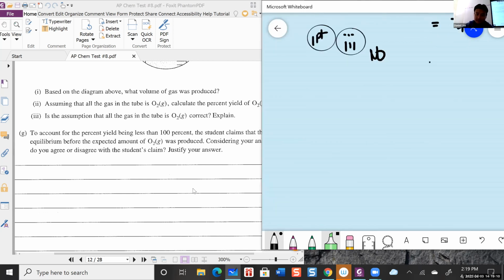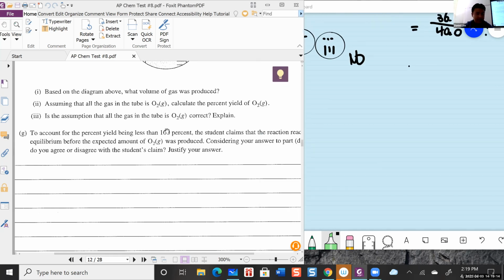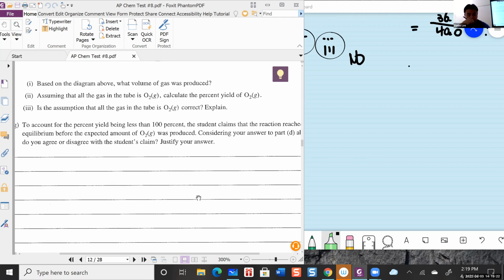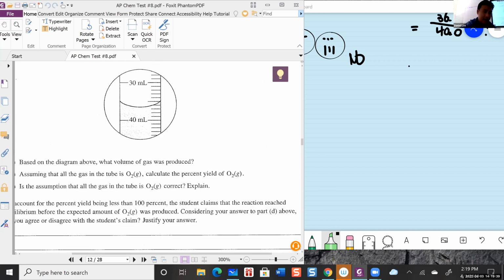Let's look at part G. To account for the percent yield being less than 100%. So how come you don't get 100%? The student claimed that the reaction reached equilibrium before the expected amount of O2 was produced. So the student is arguing you reach equilibrium before you produce 100%. So you reach equilibrium at 90%, 91%. Now the question will give you a clue. Considering your answer to part D, do you agree or not?